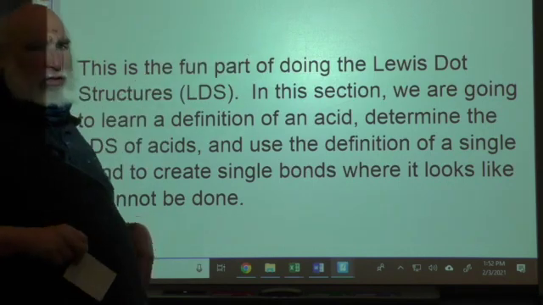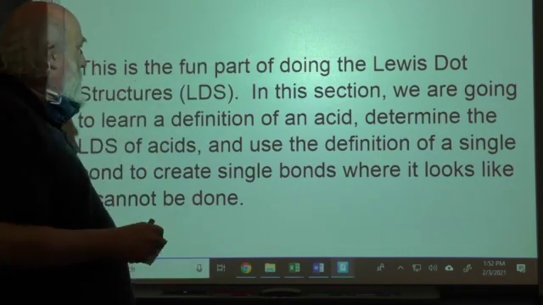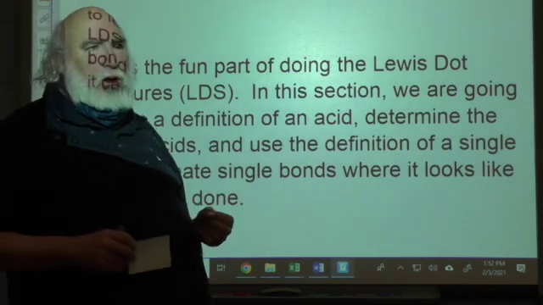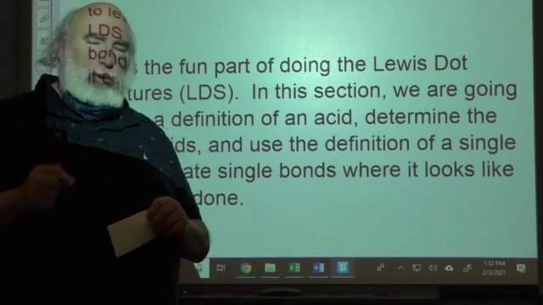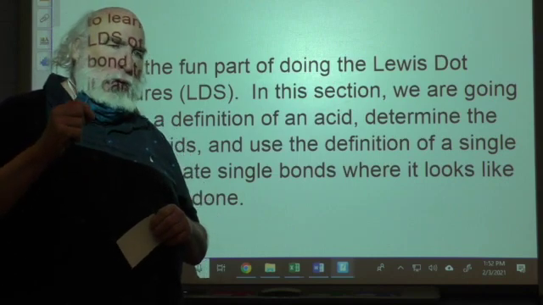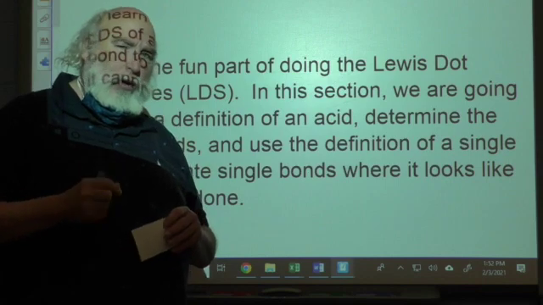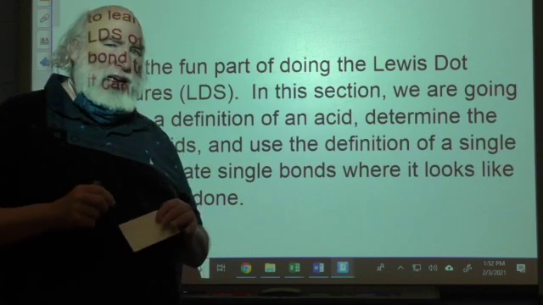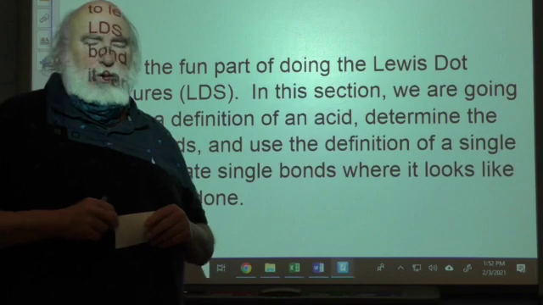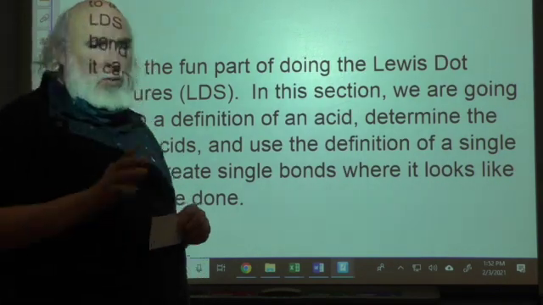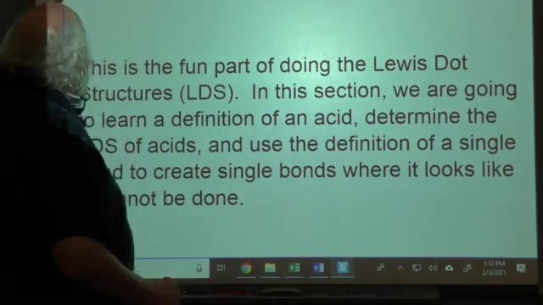Now, the oxy tells us that there's going to be oxygen in these compounds. So what we're going to do is look at 3 different oxyacids. We're going to look at the Lewis dot structures, and we're going to examine how single bonds are created when it looks like it can't be created. Okay? So follow the logic on this. First of all, let's do one without that fancy little single bond. Let's do something called carbonic acid.